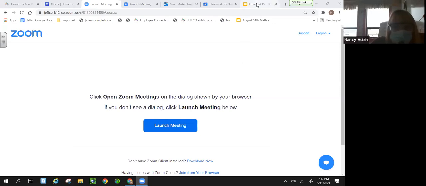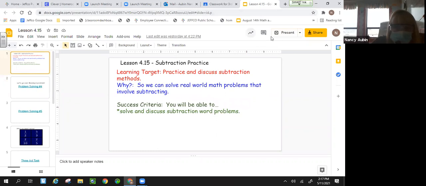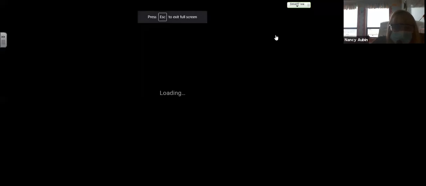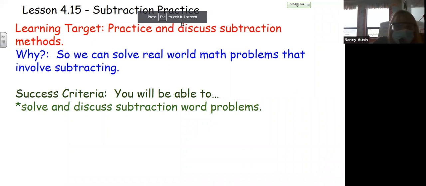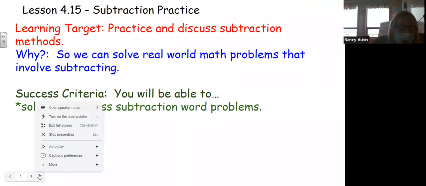We're continuing our work with multi-digit subtraction. Our learning target today is to practice and discuss subtraction methods so we can solve real-world math problems involving subtraction. We'll be able to do that. We're going to look at some word problems and discuss them, and I think we'll check our work showing how addition relates to subtraction. I would like to do that as well.